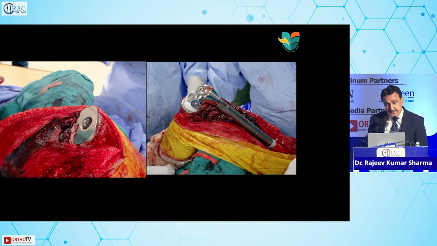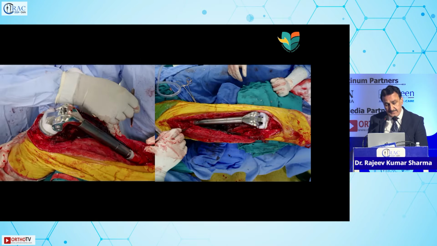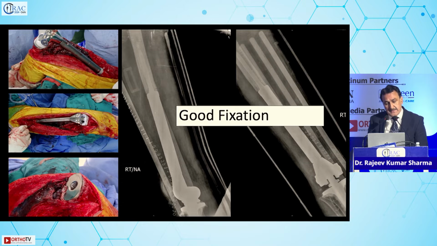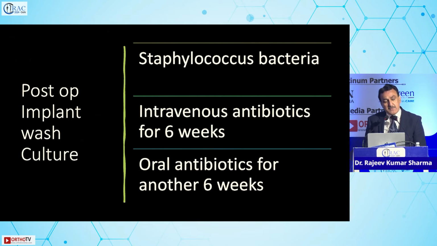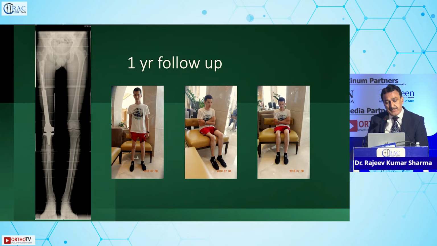A distal mega prosthesis was used, and this was giving a good fixation. We can see that it's a reasonably good fixation here. But the post-operative implant wash showed Staphylococcus bacteria. So it is very important, if you do a mega prosthesis revision, because these are long surgical procedures, followed by this, if you detect a bacteria, give the antibiotic for a period of 6 weeks. That's what we do, intravenous, and 6 weeks of oral antibiotics.